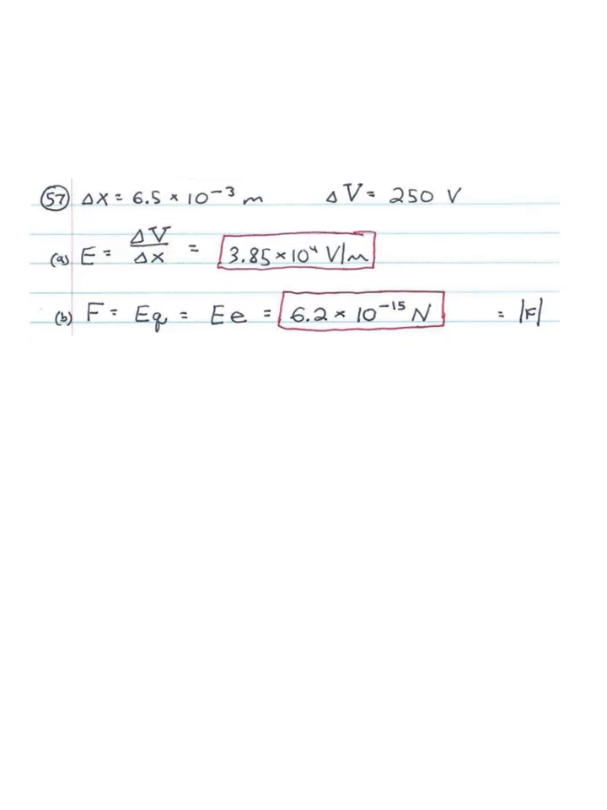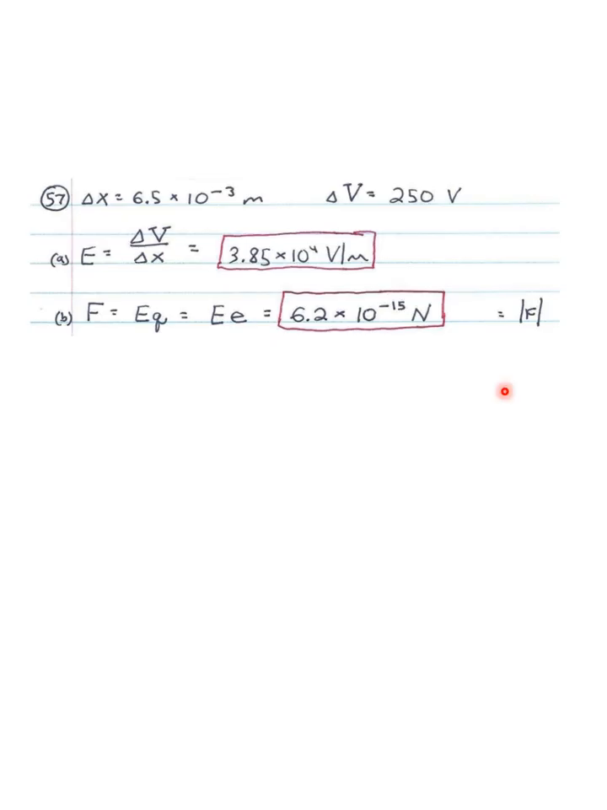Number 57. Two parallel plates separated by 6.5 millimeters have a potential difference of 250 volts between them. Find the electric field. What is the force on an electron in this field?